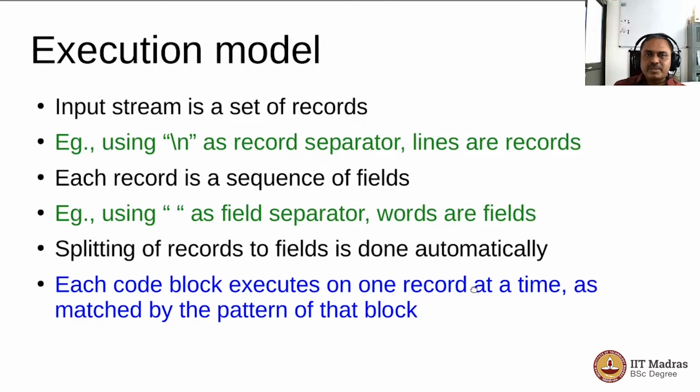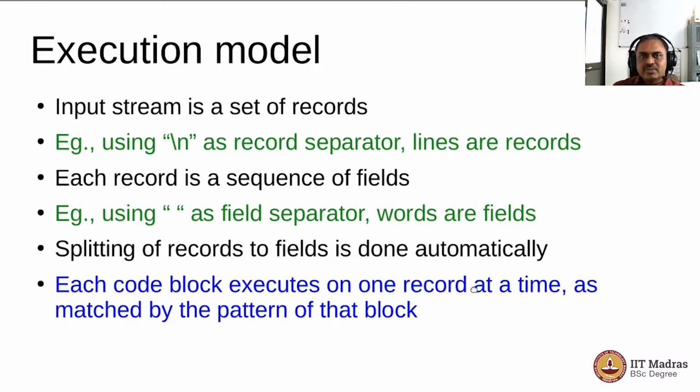Now the input stream is looked at as a set of records, and by default the newline character is used to separate the records, which means that each line in the input stream is a record. However, you can override it and provide any other set of characters as the separator for the record, and then the input stream will be split accordingly. For example, in a HTML document, the new lines do not have any special meaning, so you may want to split it using HTML codes.